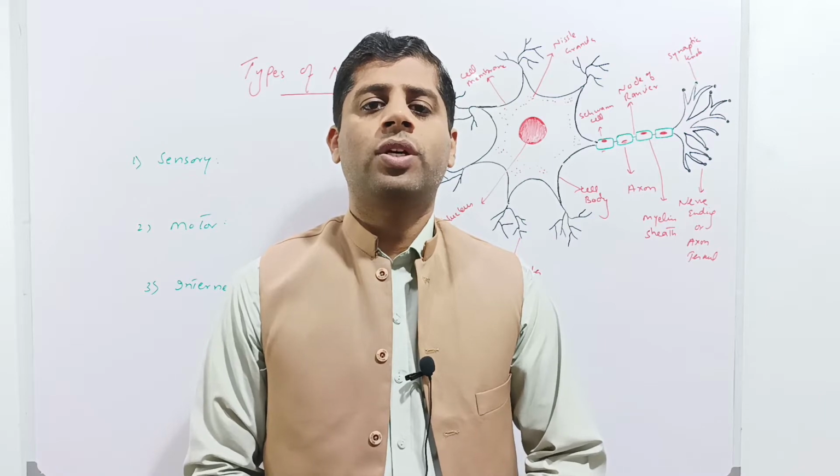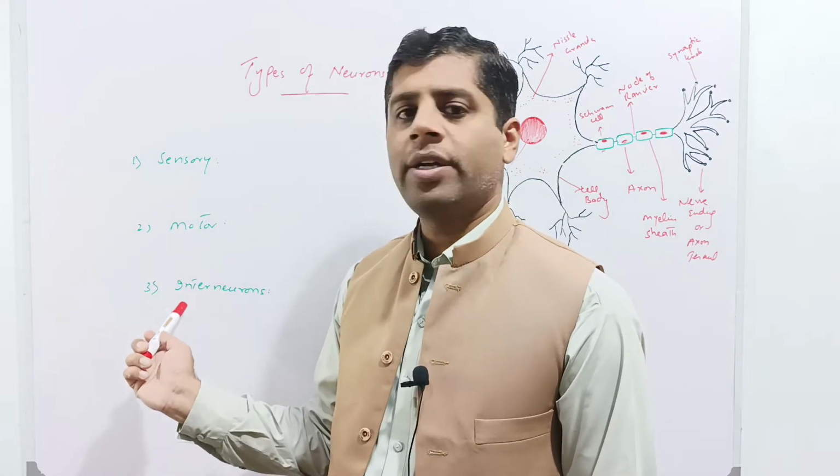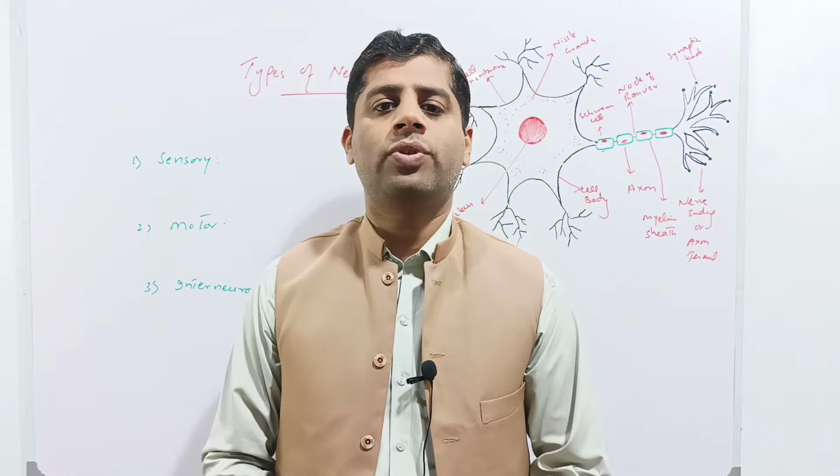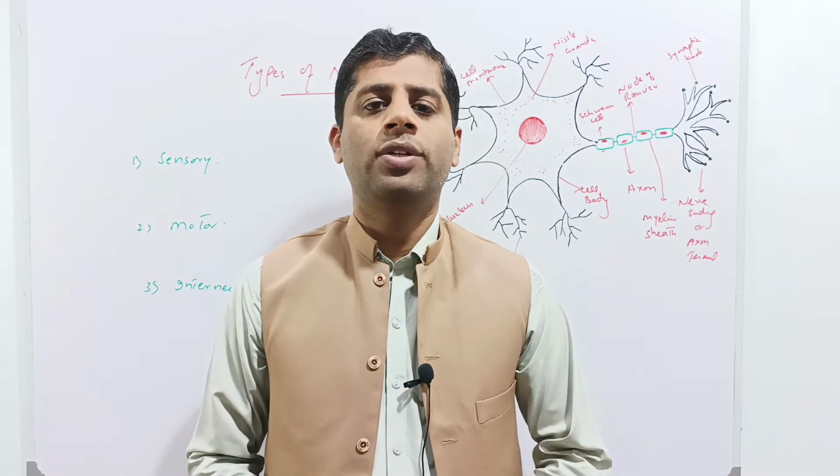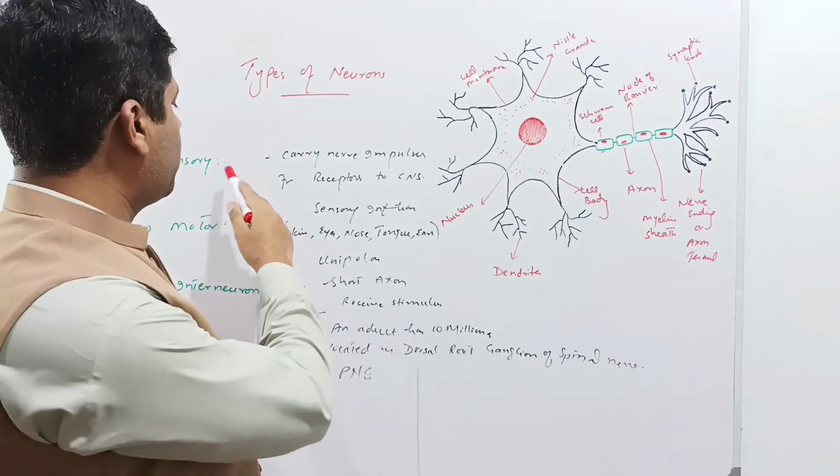Basically, there are three types of neurons: the sensory neurons, motor neurons, and interneurons, which are also called as associative neurons. Now we'll briefly elaborate these three types of the neurons. Now the first one is sensory neuron.